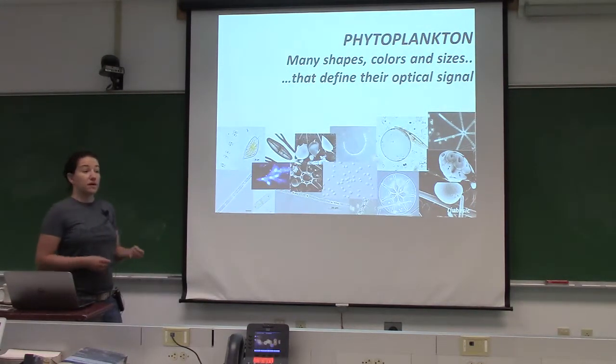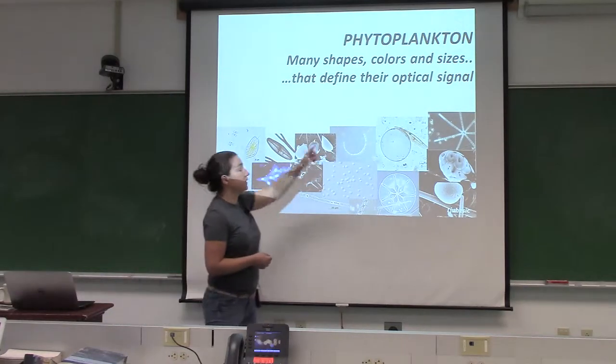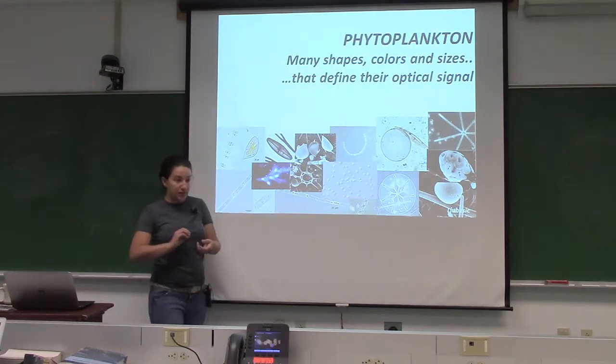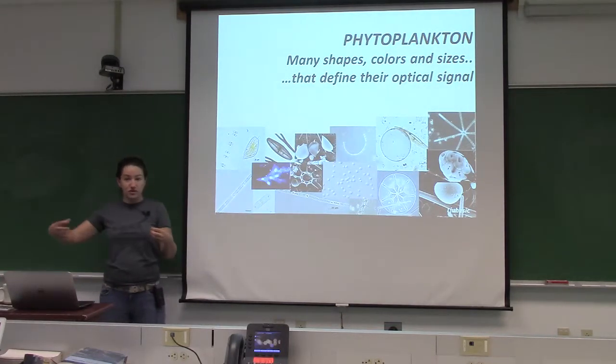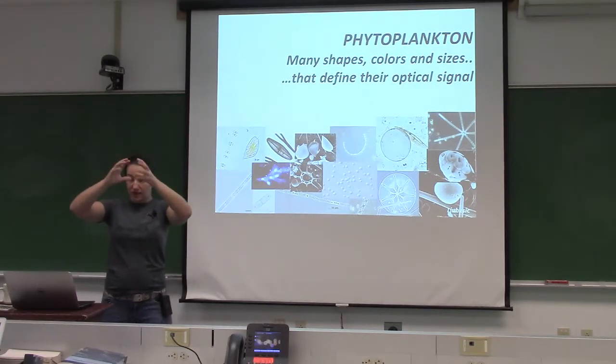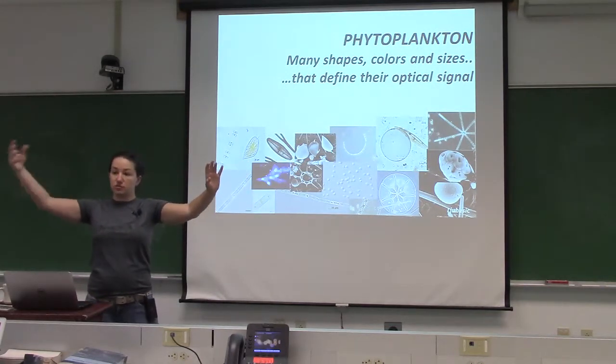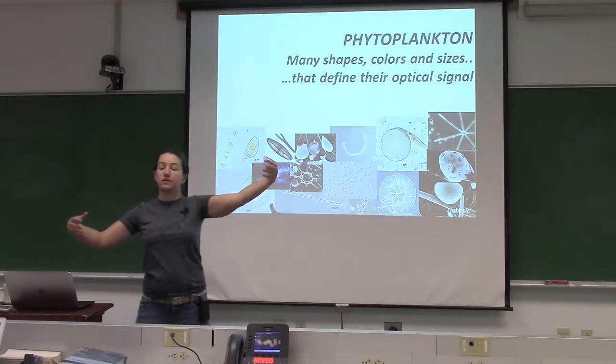The coolest thing about this is that their shape, size, color, and internal morphology will define their optical signal. So with understanding the type, you can make the connection between optics and the carbon cycle and ecosystems. Because these traits that phytoplankton have will determine their role on both sides: both the physical properties, which we can measure with optics, and also the role that they play in the ecosystem.